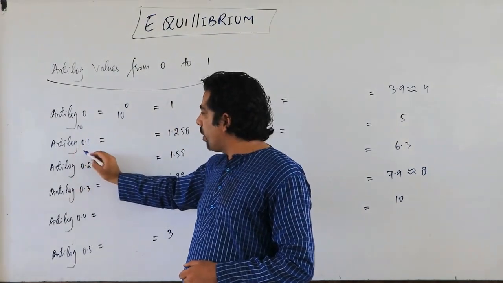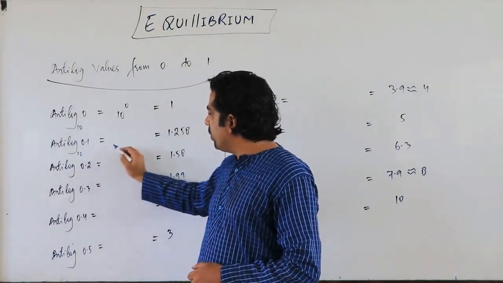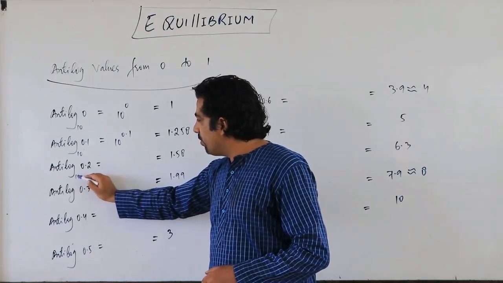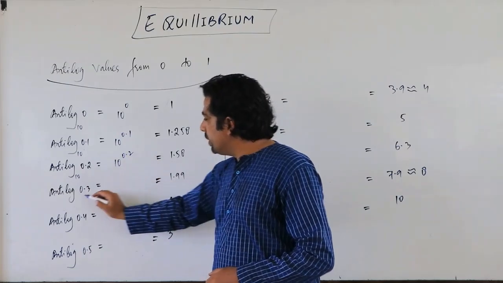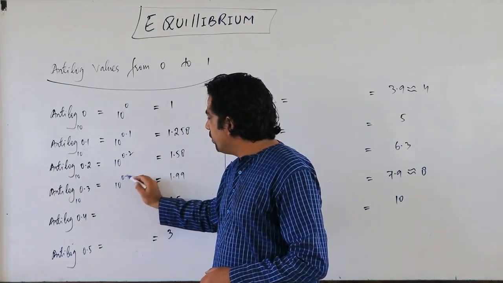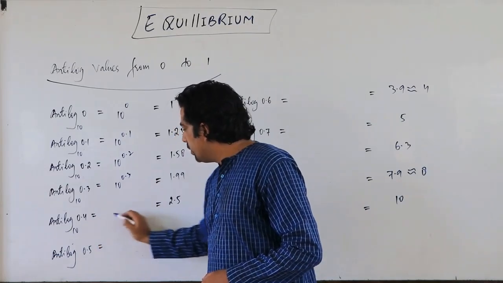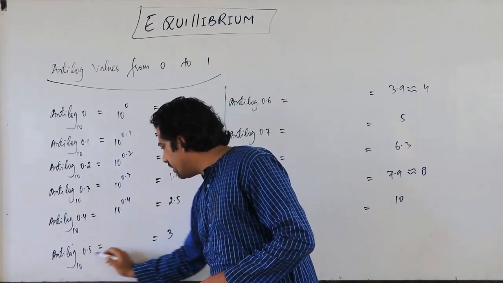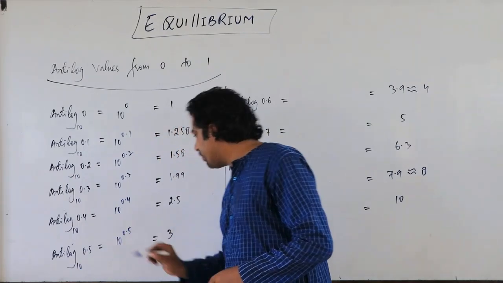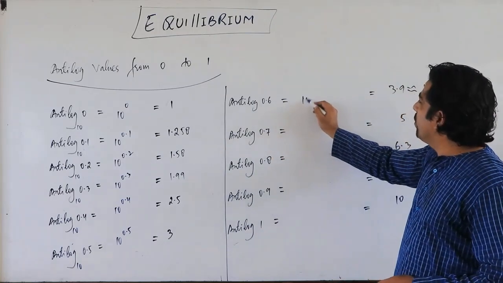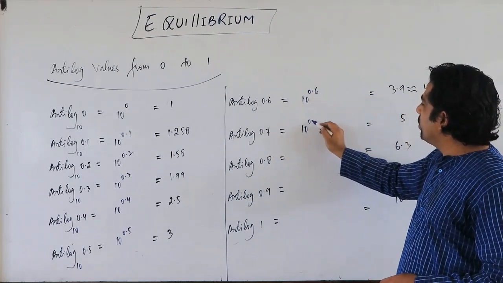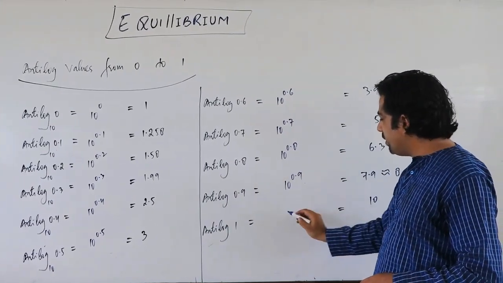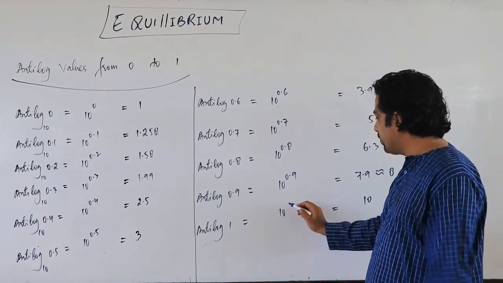And antilog of 0.1. What is the base here? 10. So it will be 10 to the power 0.1. And obviously here it will become 10 to the power 0.2. This will become 10 to the power 0.3 here, then 10 raised to the power 0.4, and here 10 is the base, it will become 10 raised to the power 0.5, and finally 10 raised to the power 0.6, 10 raised to the power 0.7, 10 raised to the power 0.8, 10 raised to the power 0.9, and 10 raised to the power 1.